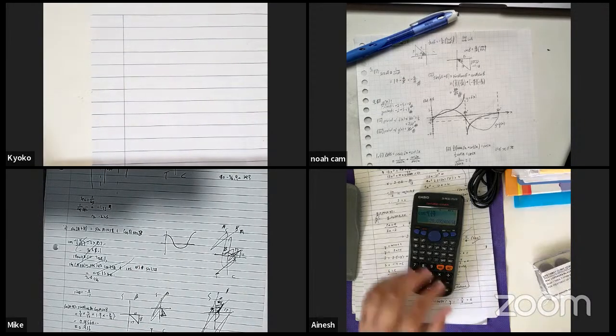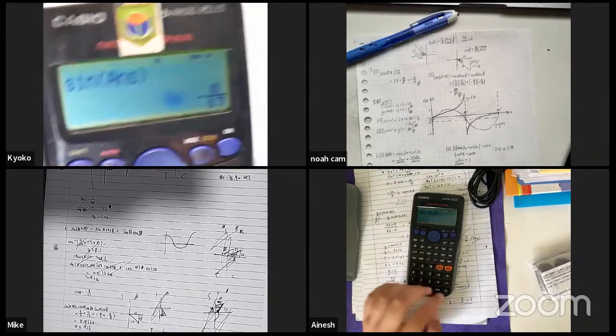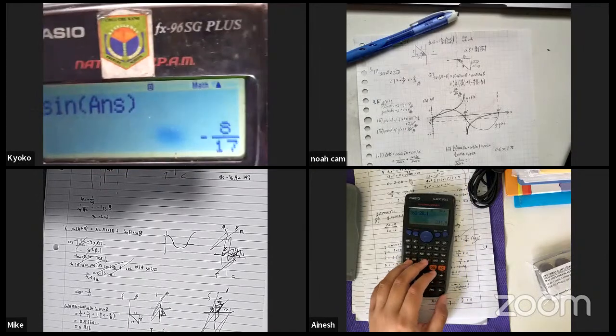360 minus your answer. I don't get it. Quickly do it first, Anish. Quickly do it first, and then I'll explain after this. This is the point. This is what I'm supposed to explain to you.